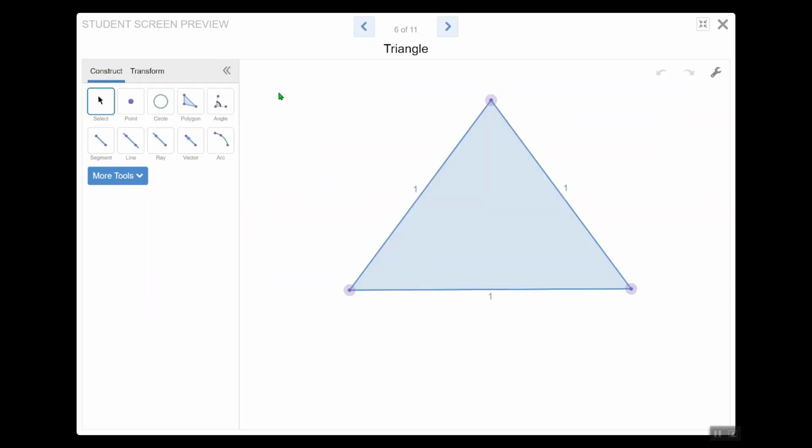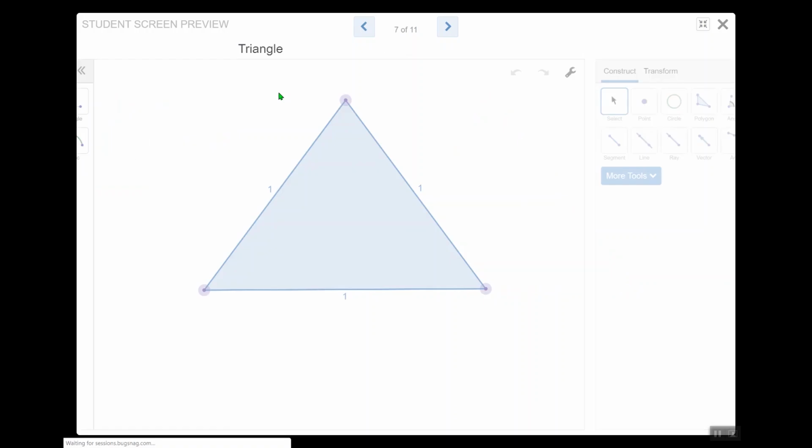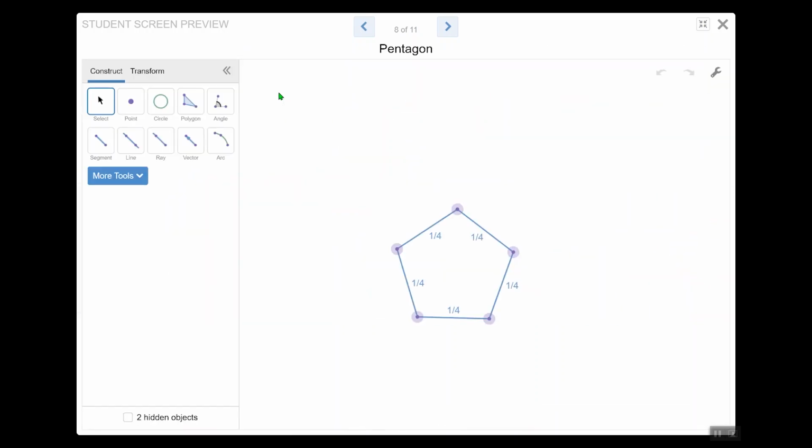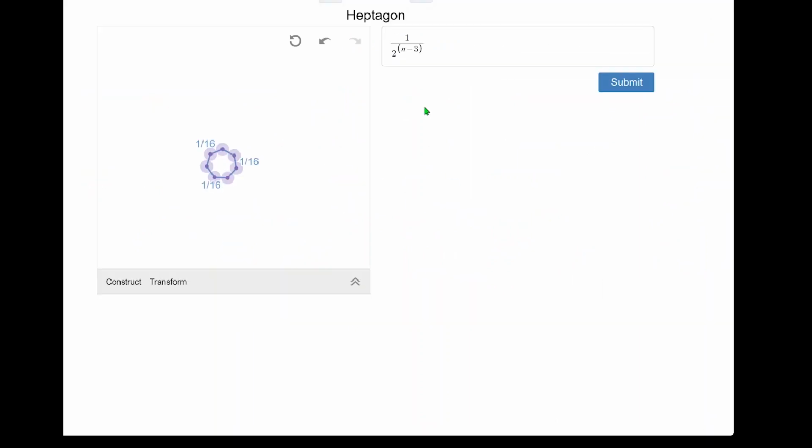In case B, we start with the same equilateral triangle, but halve the side lengths with each additional side. So now we're talking about a square with sides of 1/2, a regular pentagon with sides of 1/4, a regular hexagon with sides of 1/8, and so on, where the sides of an n-gon are given by 1 over 2 to the power of n minus 3.